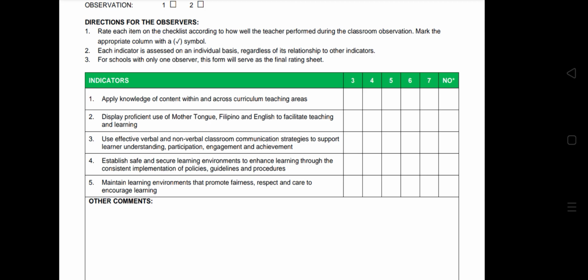Okay? So, the first indicator is apply knowledge of content within and across curriculum teaching areas. Again, last school year, every year parang meron itong indicator na ito. Apply knowledge of content within and across curriculum teaching areas. But fellow teachers, pag nagbigay kami ng 7, ang ibig sabihin yan, the teacher applies accurate, in-depth, and broad knowledge of content within and across the curriculum teaching areas.